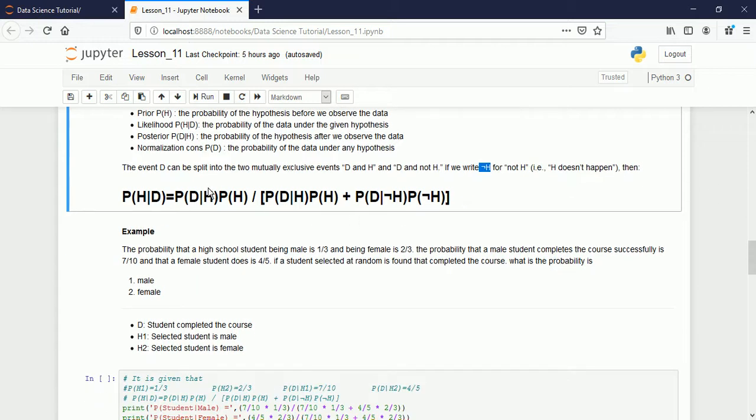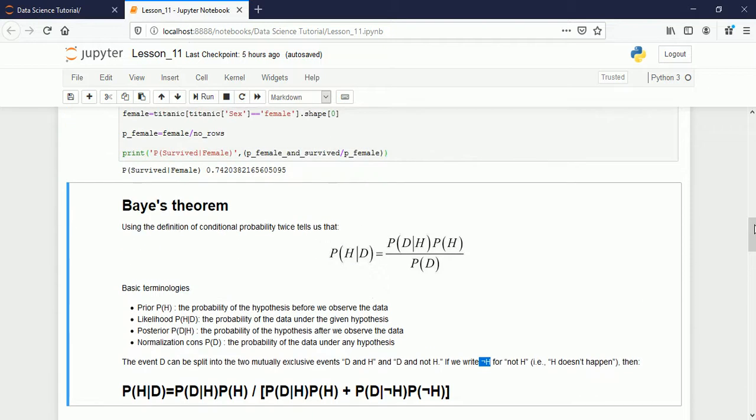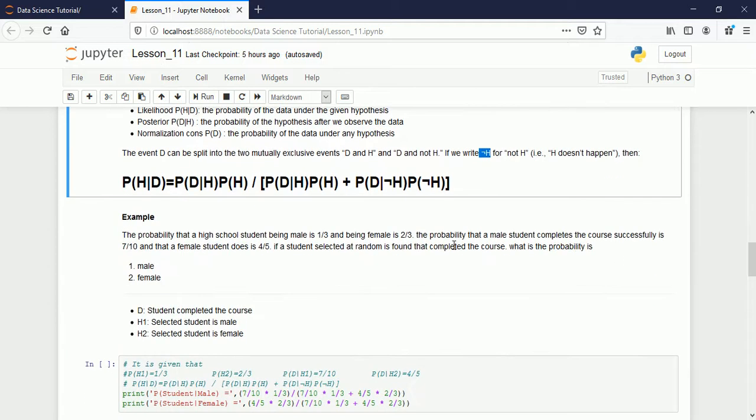So it is converted into this form: probability of D given H, probability of H, divided by probability of D, but D is split into this one. And now the formula is changed: probability of D given H times probability of H, plus probability of D given not H times probability of not H.